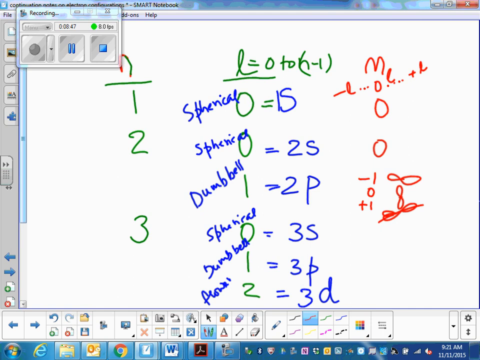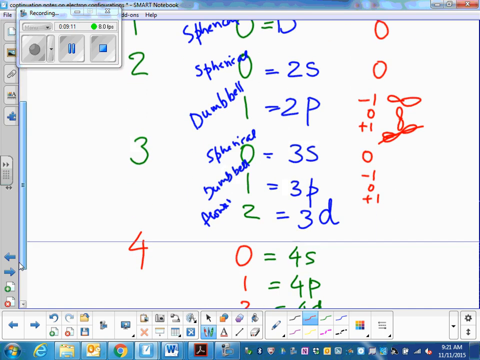How do you know there are only 3 p orbitals? Why can't there be 4? If you answer that question, it comes from his solution. You understand? Then you go into, again, ML will be 0 for s. This will be minus 1, 0, plus 1 for p.